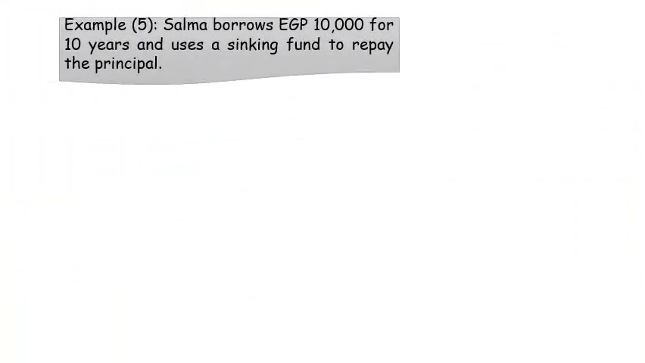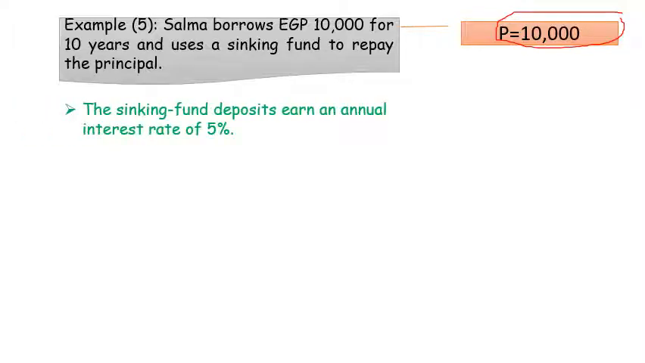Suppose Salma borrows 10,000 Egyptian pounds for 10 years and uses a sinking fund to repay the principal. So the value of the loan is 10,000 and the number of periods is 10 years. And the sinking fund deposits earn an annual interest rate of 5%. So this is the interest rate on the deposits in the sinking fund.